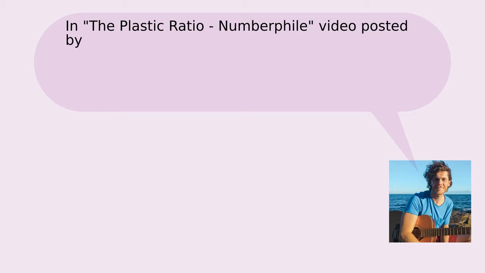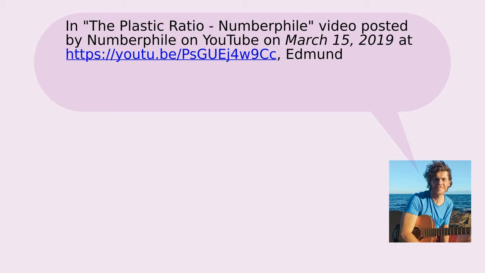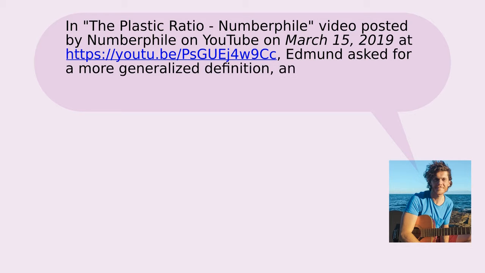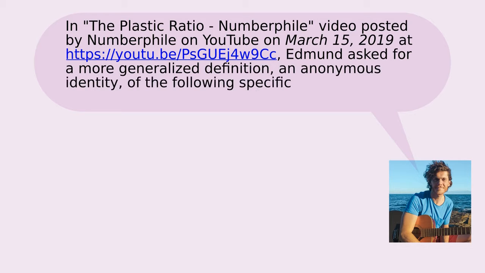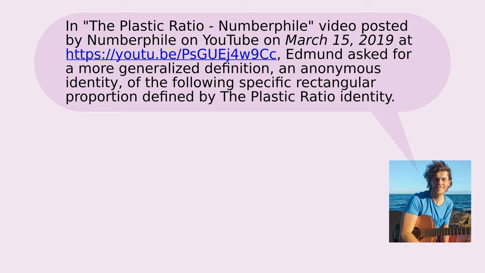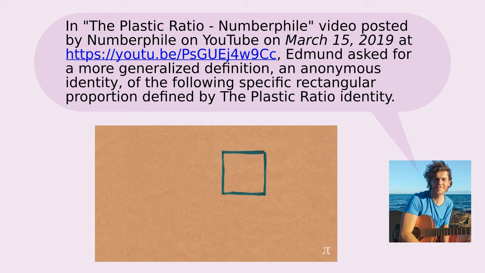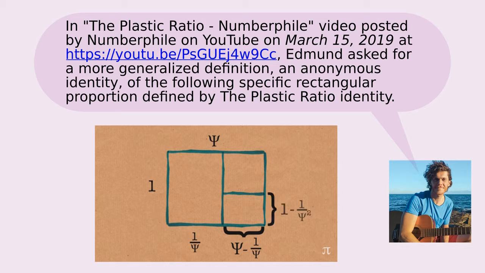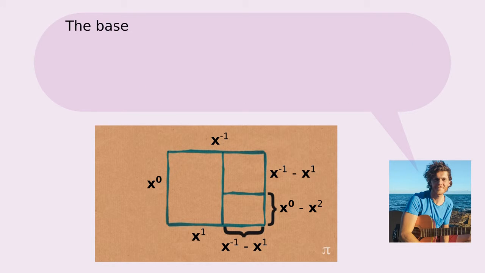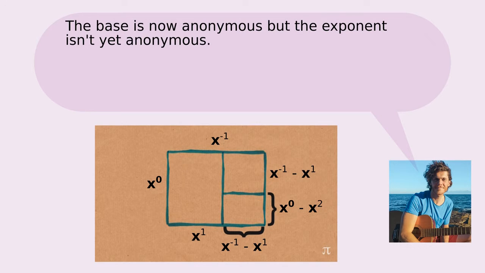In the plastic ratio Numberphile video posted by Numberphile on YouTube on March 15, 2019, Edmund asked for a more generalized definition, an anonymous identity, of the following specific rectangular proportion defined by the plastic ratio identity. Now changing it to x, more generalized. The base is now anonymous, but the exponent isn't yet anonymous. Generally, x equals this.